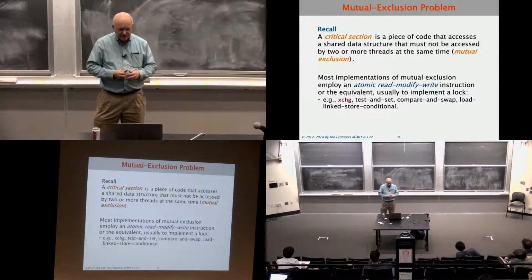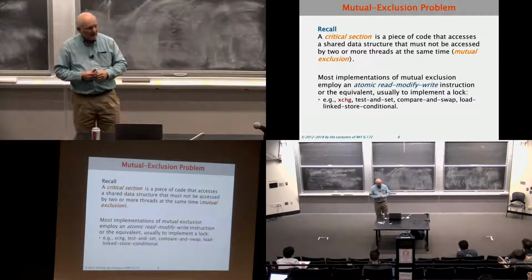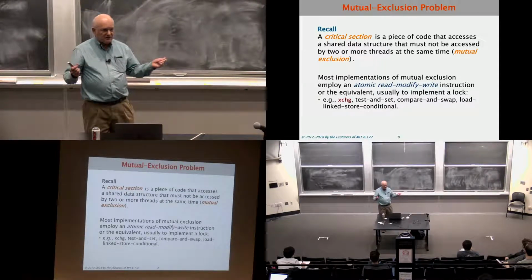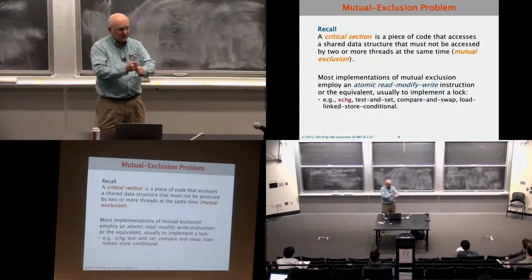So let's recall that a critical section is a piece of code that accesses a shared data structure that you don't want two separate threads to be executing at the same time.